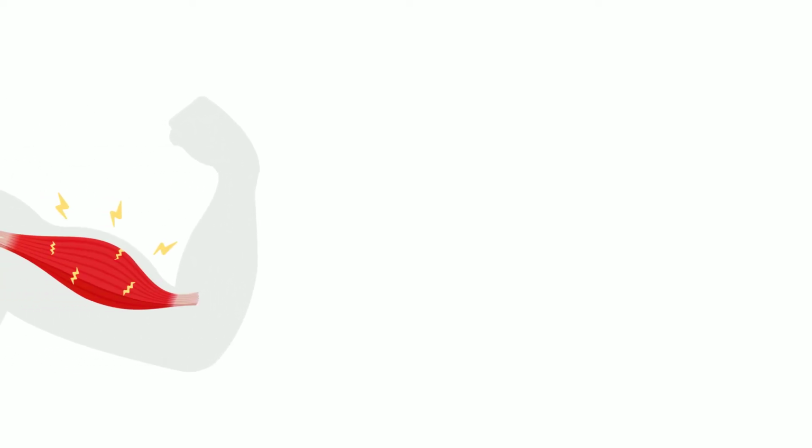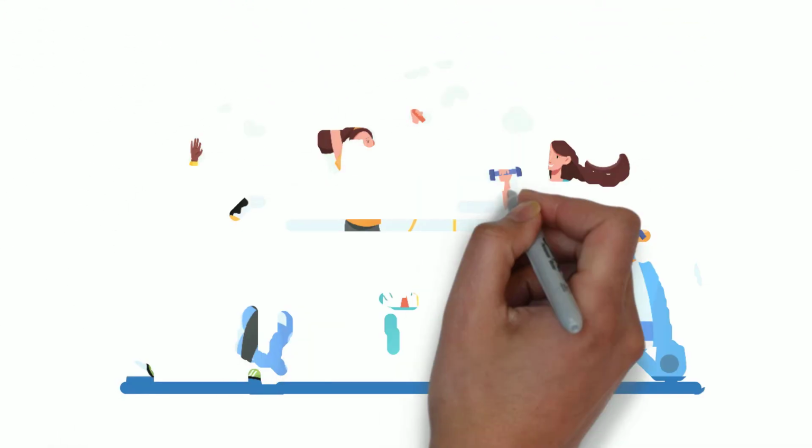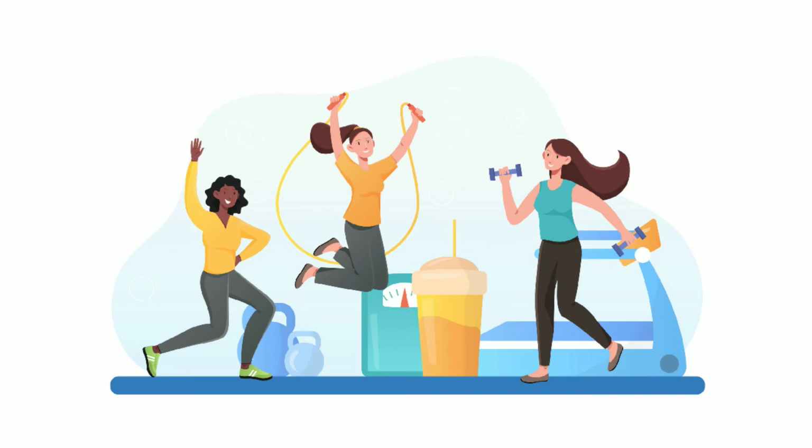Therefore, the research indicates that HIIT burns the most calories from a 30-minute exercise bout itself and from the metabolic effect afterward. Further, another benefit between HIIT and weight management is that HIIT is a more enjoyable and time-efficient strategy than moderate intensity exercise, which suggests that it could be easier to maintain consistency over the long term with it, which is often the length of time required for successful weight management.